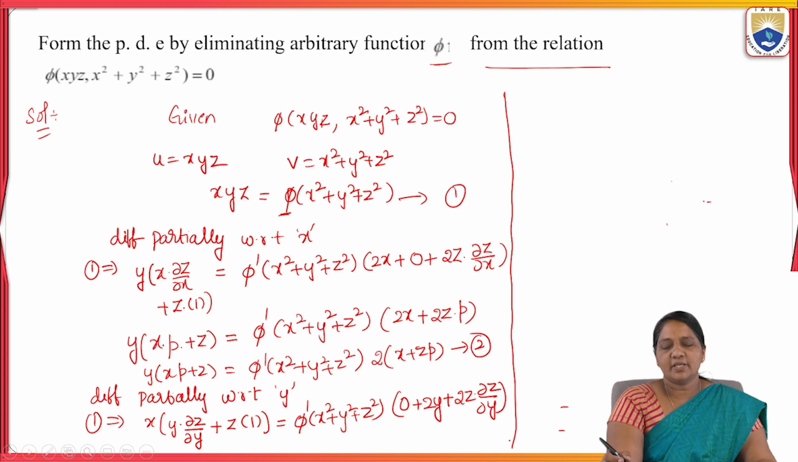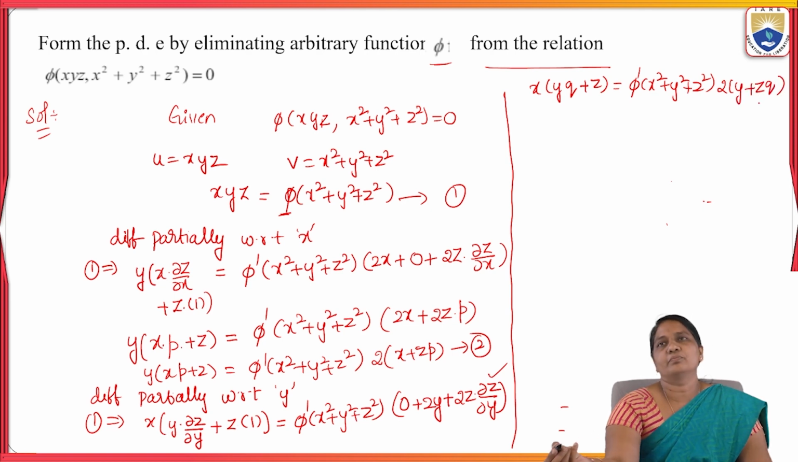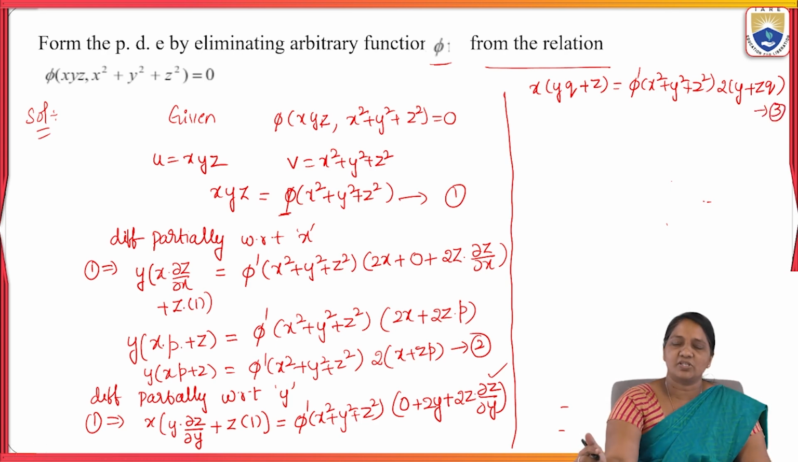According to the notations, in place of dou z by dou y, I can replace q here. So x into yq plus z is equal to phi dash of x square plus y square plus z square into 2 into y plus zq. So this is equation 3. Now I am doing the third step, that is the simplification. So 2 divided by 3.